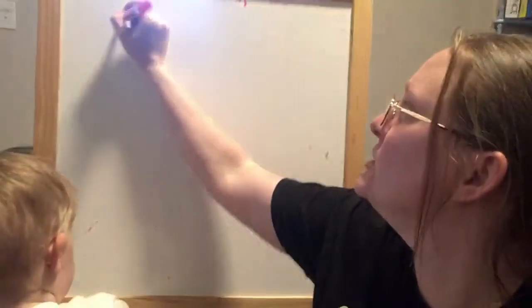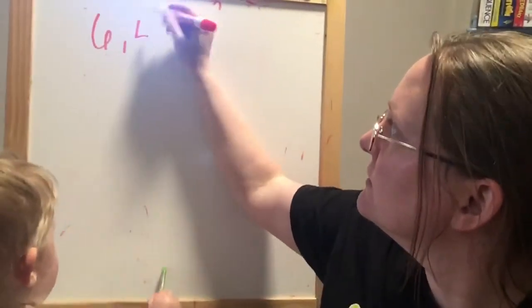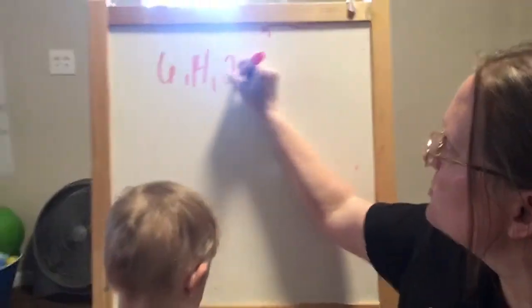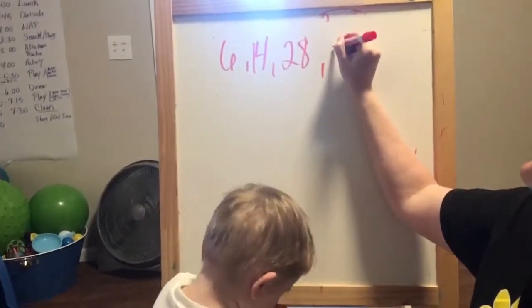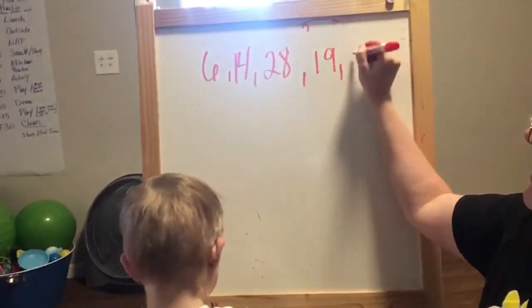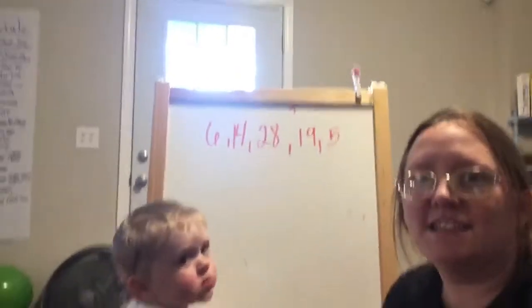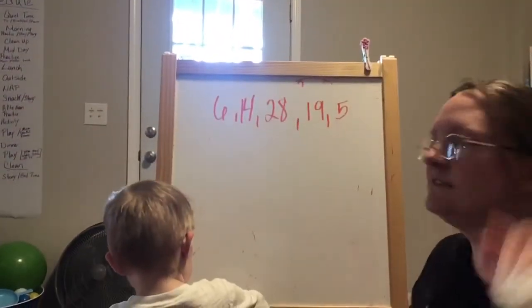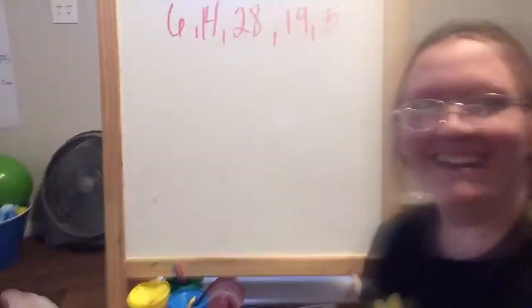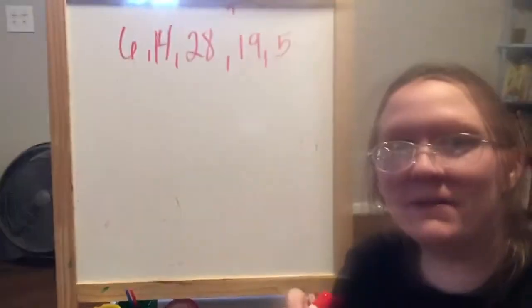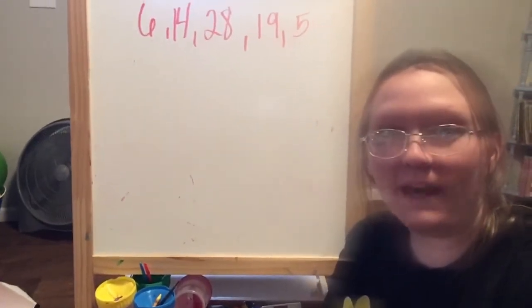Okay, let's give another data set, 5 more numbers. Let's do 6, 14, 28, 19, and 5. So there's your numbers. You have 6, 14, 28, 19, 5. Pause the video. Give me your range, minimum, and maximum. And then push play when you're ready.